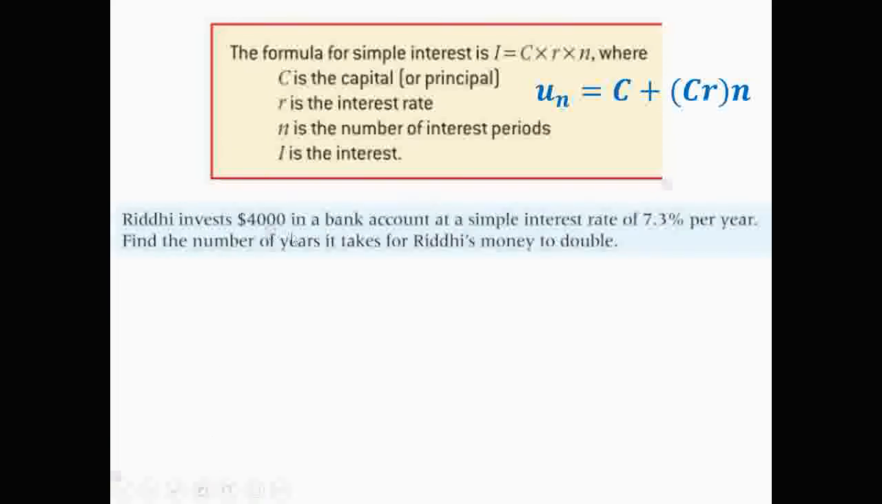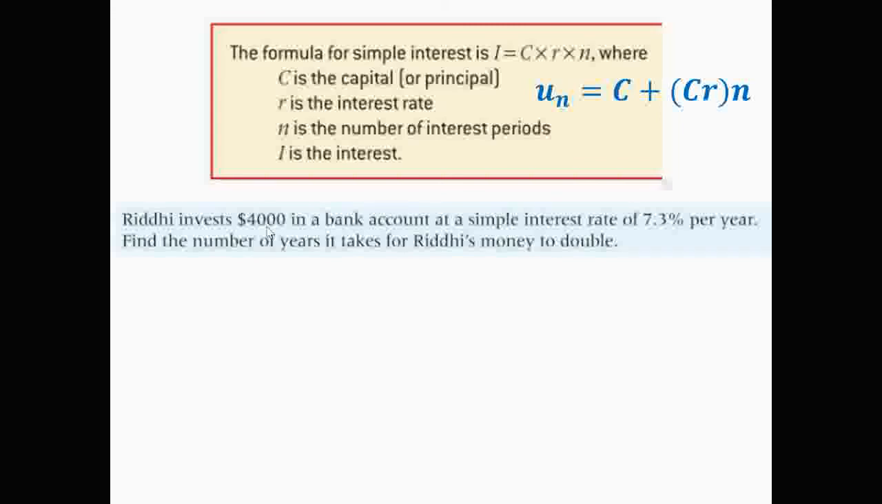Reedy invests 4,000 in the bank at a simple interest rate of 7.3% per year. Find the number of years it takes for Reedy's money to double. So in this case, you want the money to double. Okay, so different ways to think about this. But if you want this money to double and he invests 4,000, how much will there be at the end? That amount is 8,000. So if the goal is 8,000, how much has it gone up? Well, it's gone up 4,000, right?